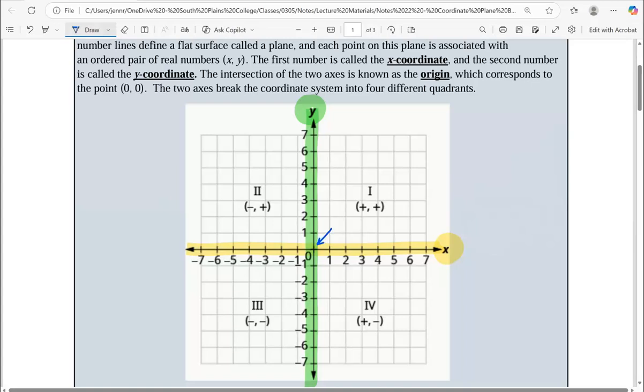For my number line, here in the center is what we call the origin. And it's where we have a 0 x value, but we also have a 0 y value.